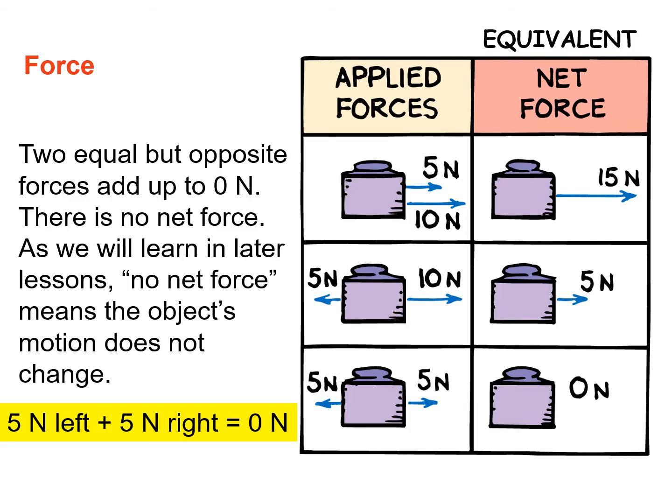As we will learn in a later lesson, if there is no net force, there is no change in the motion of the object. So if it is sitting still, a net force of 0 will leave it sitting still. But if it is moving at a constant speed, then no net force will allow it to continue to move at a constant speed.